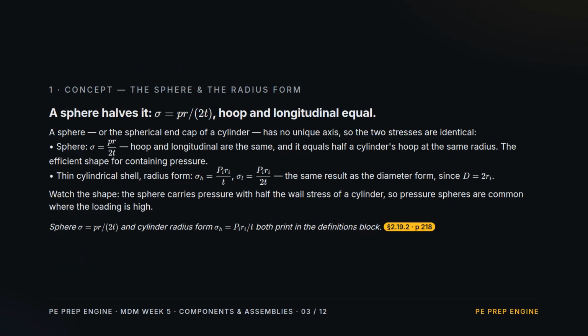Concept 2. The sphere. A sphere has no unique axis, so hoop and longitudinal are equal. Pressure times radius over 2t. That's half the hoop stress of a cylinder at the same radius, which is why a sphere is the efficient shape for containing pressure. The Handbook also writes the thin cylinder in radius form. It's the same result, since the diameter is twice the radius.